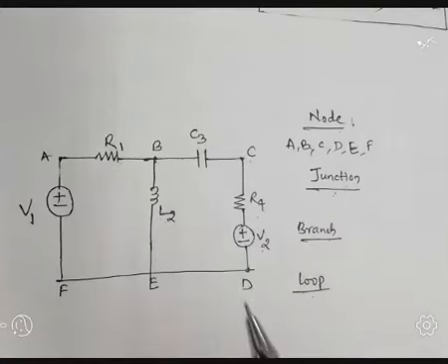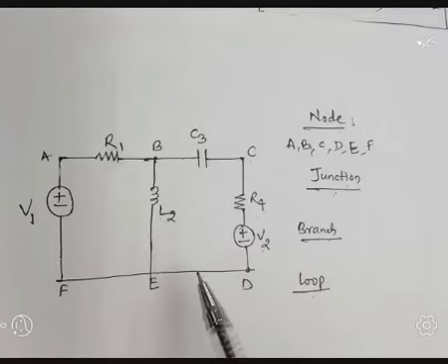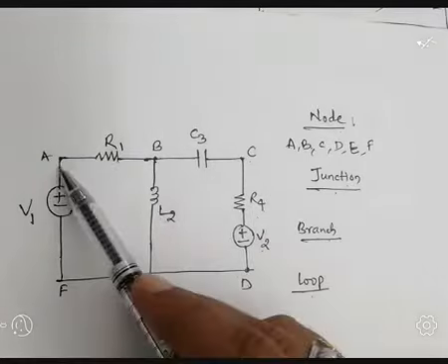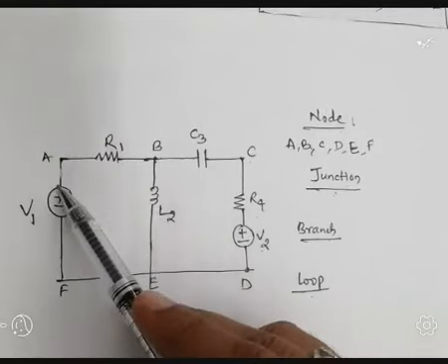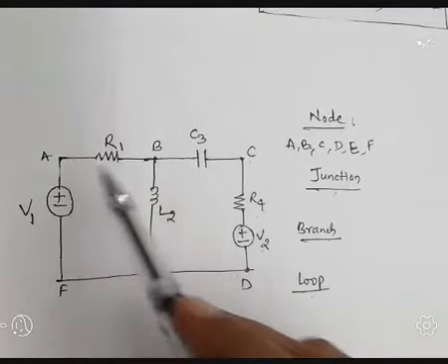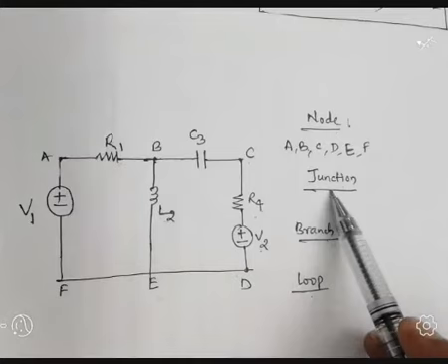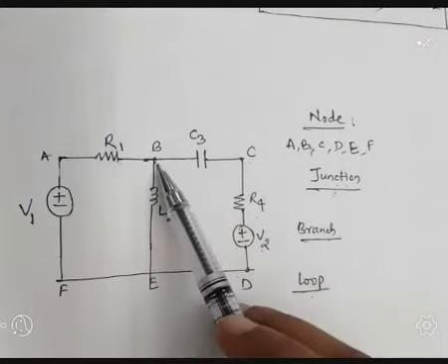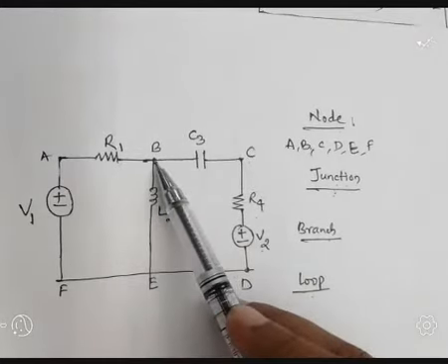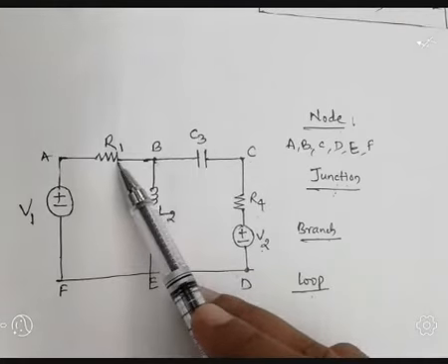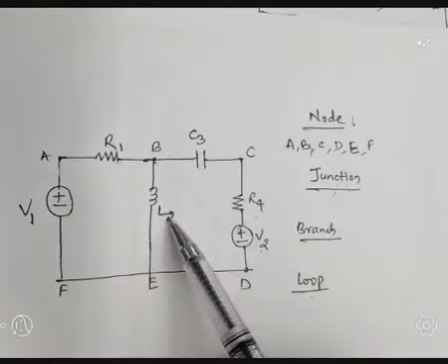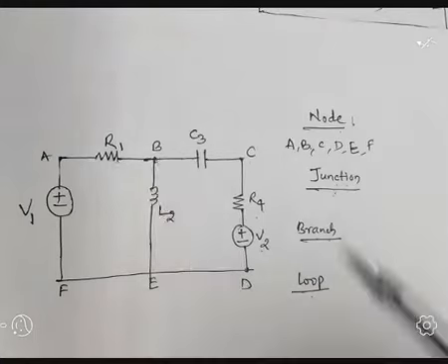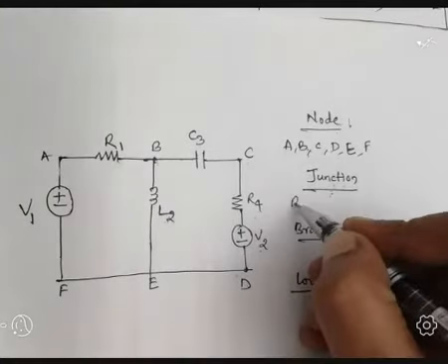As per this definition, now let's see which points are going to act as a junction. Does A act as a junction? No, because only two elements are connected. As per the definition of junction, minimum three. So let us move on to B. See, for this point B, element R1 is connected, element L2 is connected, element C3 is connected. Hence, B acts as a junction.